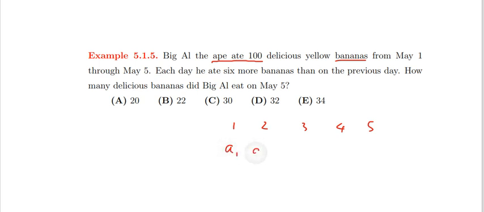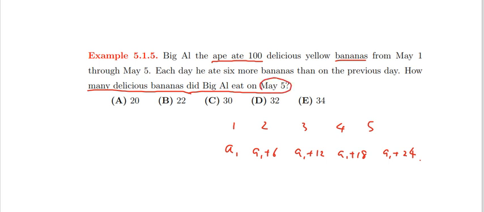Then here is A1 plus 6. So A1 plus 6 plus 6 becomes A1 plus 12. Then A1 plus 18, then A1 plus 24, right? So totally is 100. So we need to find A1. So what is the question? How many bananas did he eat on May 5? So we want to find this number.